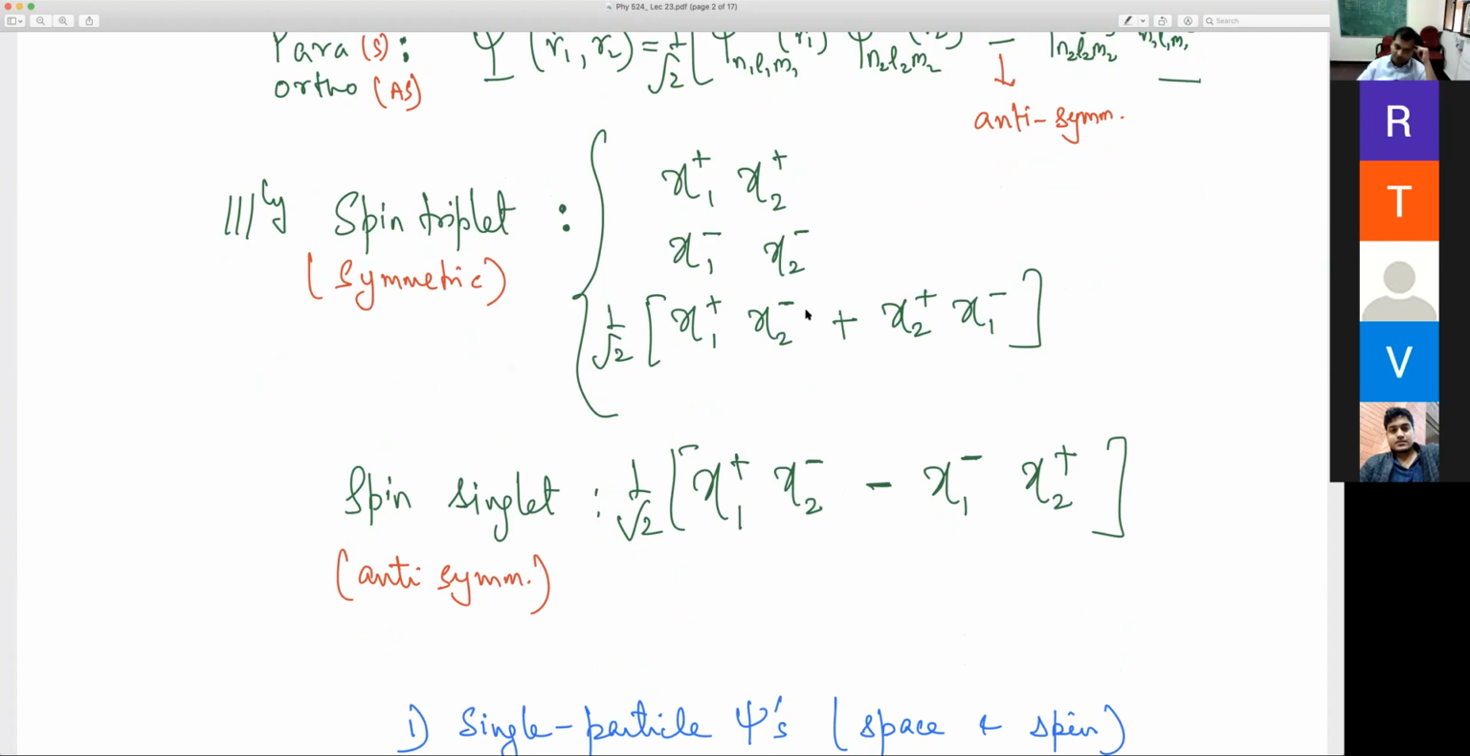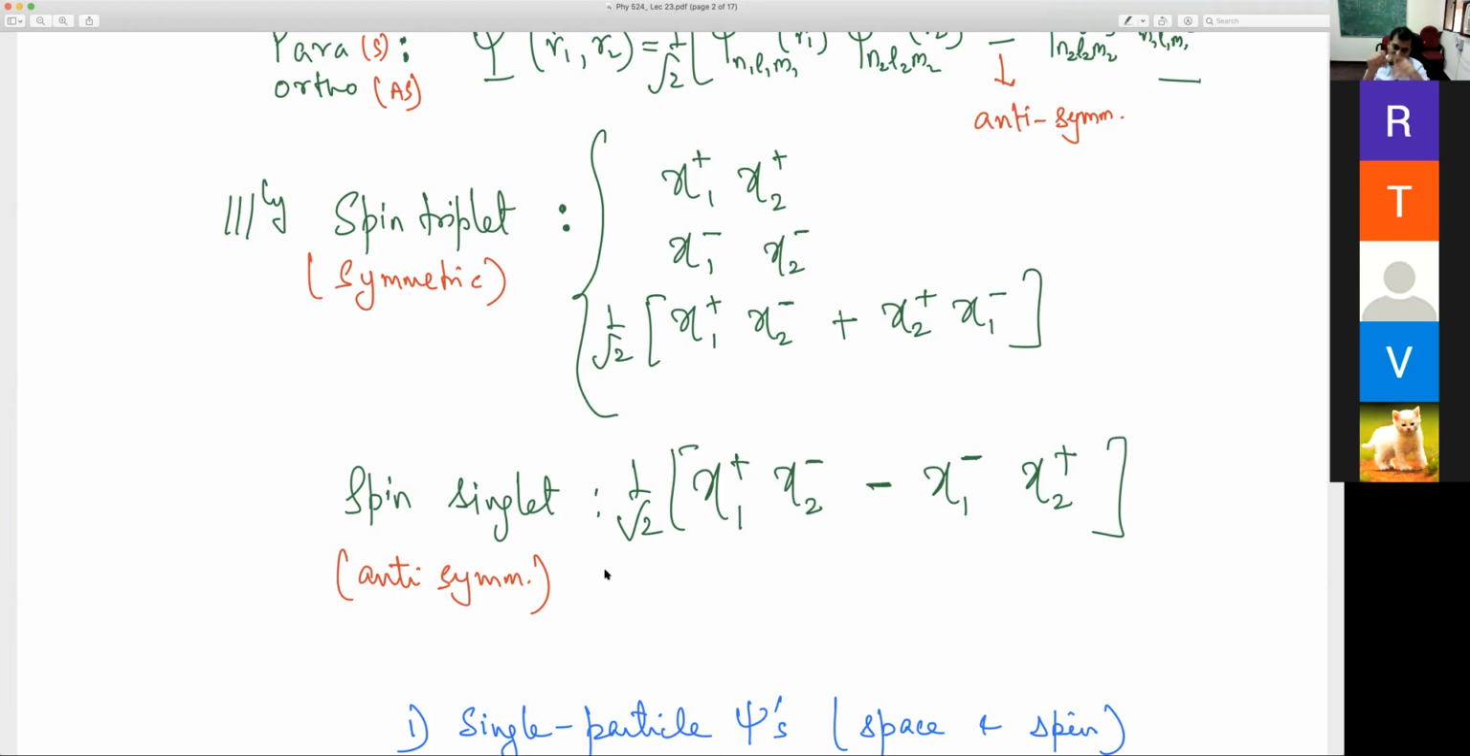And we explicitly showed that these are the eigenfunctions of the total S operator also, etc. Okay. So these are the spin symmetric part. And then for the spin anti-symmetric part, we'll always have the total Sz value as 0, which implies that the total S has to be 0, etc.